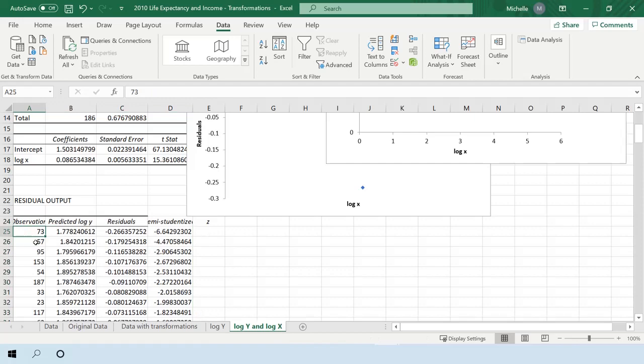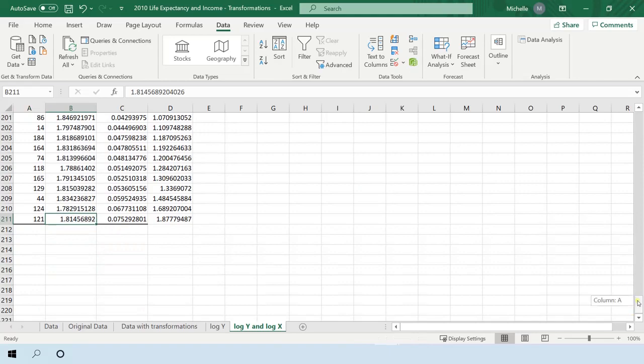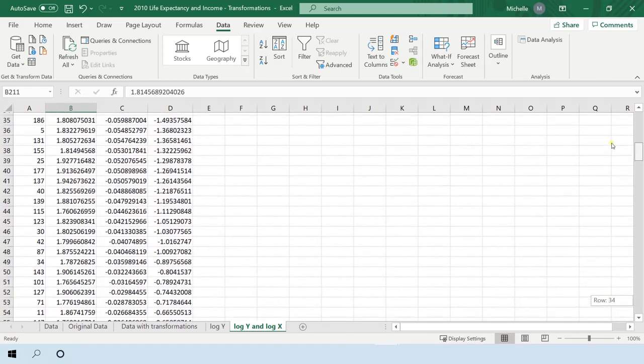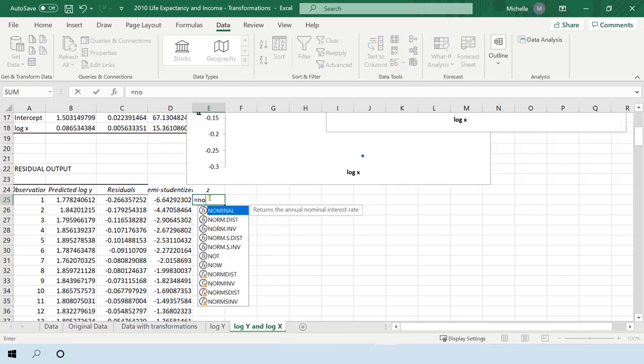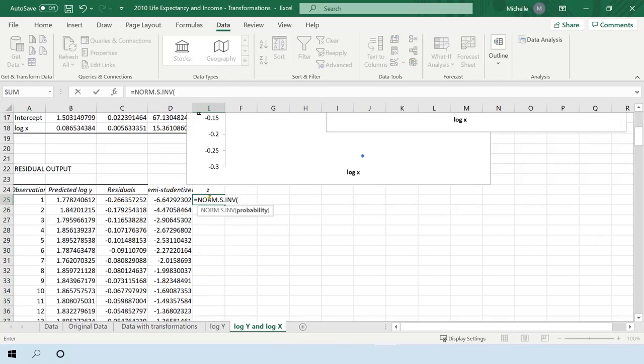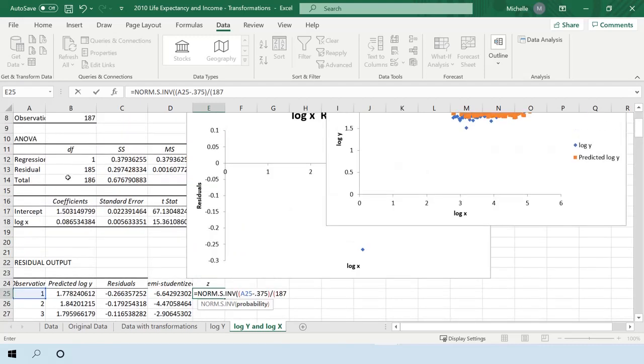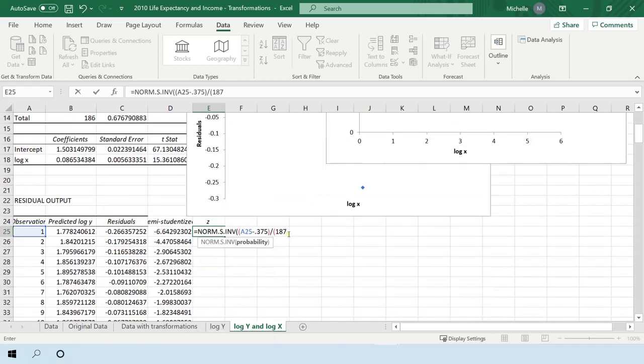Let me reorder these observations. This is 1, 2, 3. This is the rank of the sorted values. I just messed that up, let me go back up here. Double click. The rank of the sorted values. So z equals NORM.S.INV, open parentheses, the numerator is the observation number minus 0.375, divided by n, which is 187, the number of observations, plus 0.25.